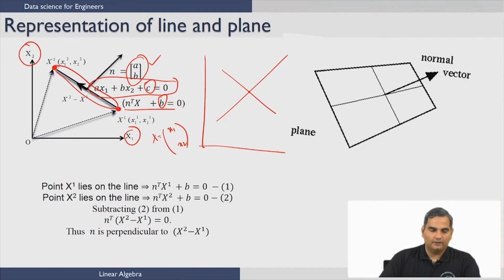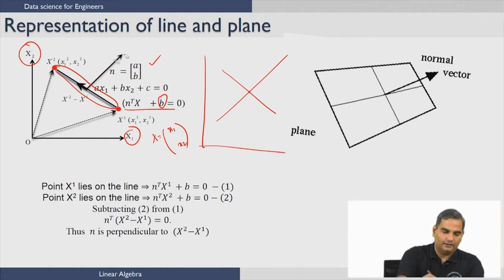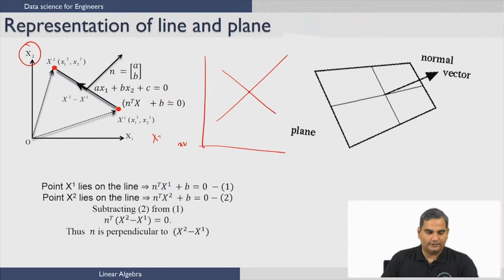If you look at this picture here, we have shown n as a normal to this line, and let us see why that is true. To see that, let us first start by looking at 2 points on the line, x1 and x2. Notice that both these points are on the line. So, when I substitute x1 into the equation for the line, it should satisfy it, which is what is shown here, n transpose x1 plus b equals 0. And when I substitute x2 into the line equation, that should also satisfy, so n transpose x2 plus b equals 0. Now, you could subtract the first equation from the second equation, the b's will get cancelled, and you will have n transpose (x2 minus x1) equals 0.